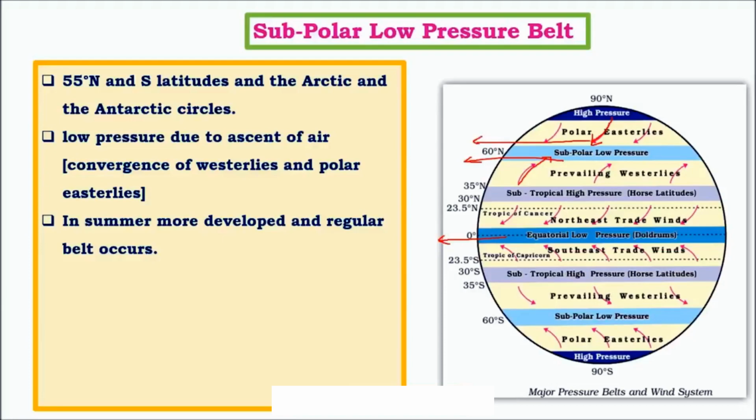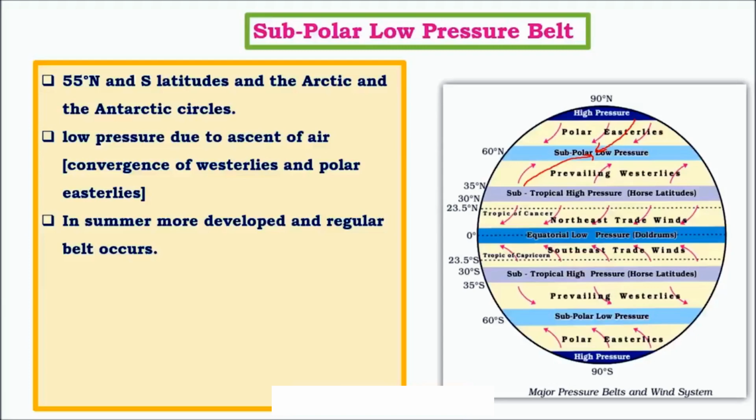A subpolar low pressure belt is formed not due to temperature effect, but due to dynamic factors like Coriolis force and pressure differences. Coriolis force simply influences the path, so the winds don't travel in a straight line. They travel in curvy paths, and they move towards each other in opposite directions. Hence there is a blocking effect, and this blocking effect creates the subpolar low pressure belt.